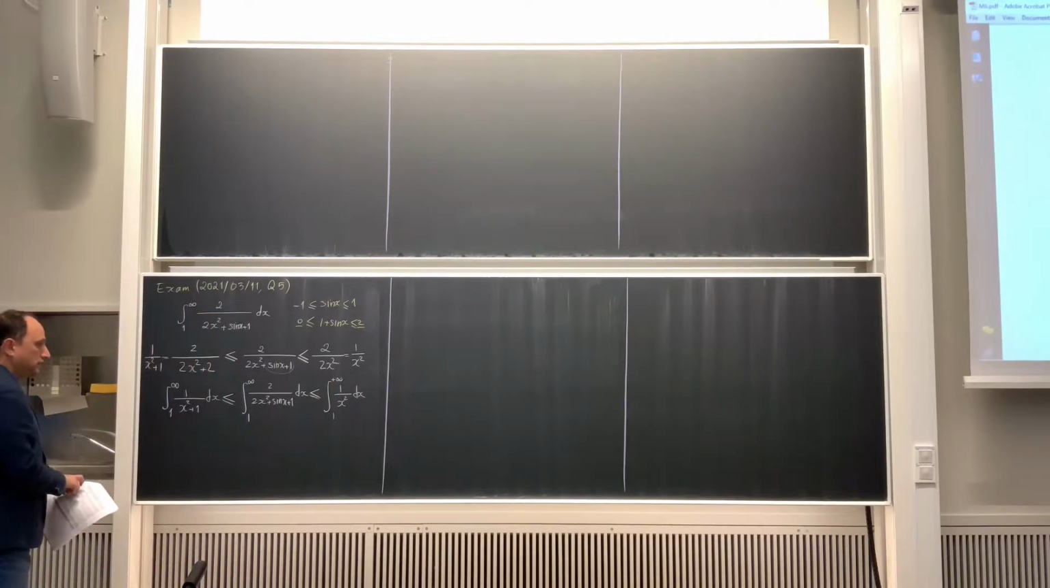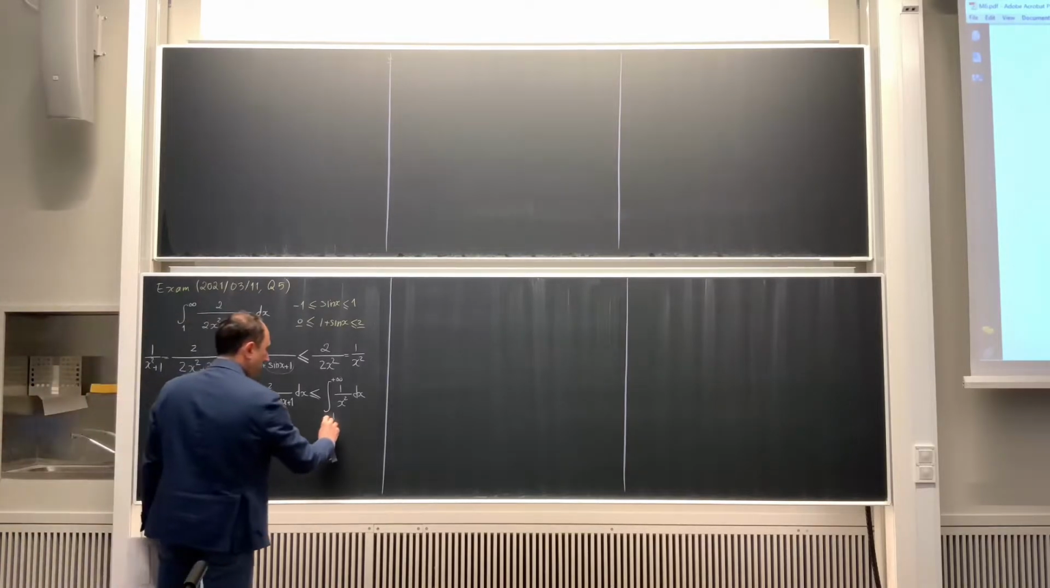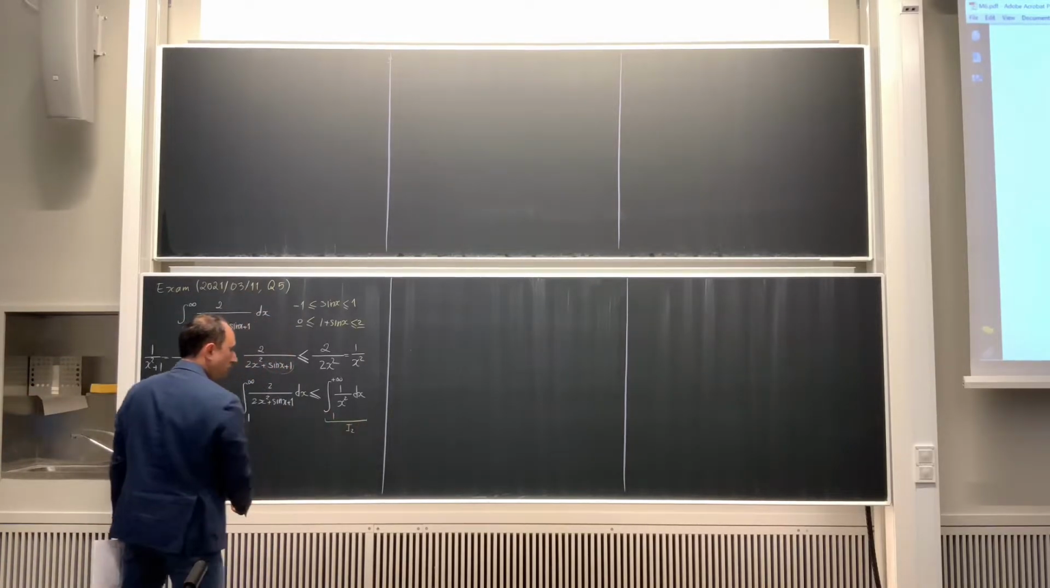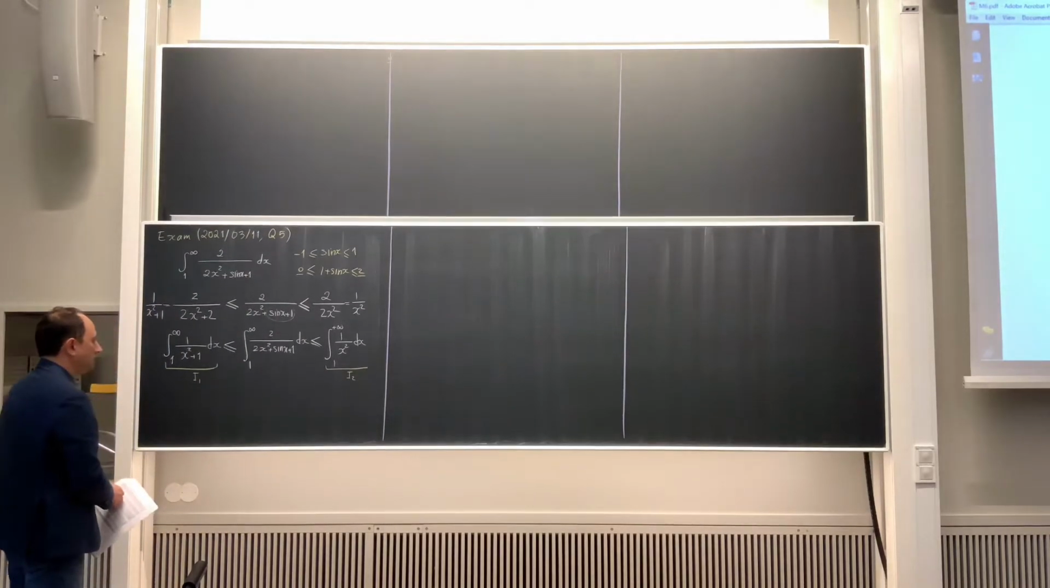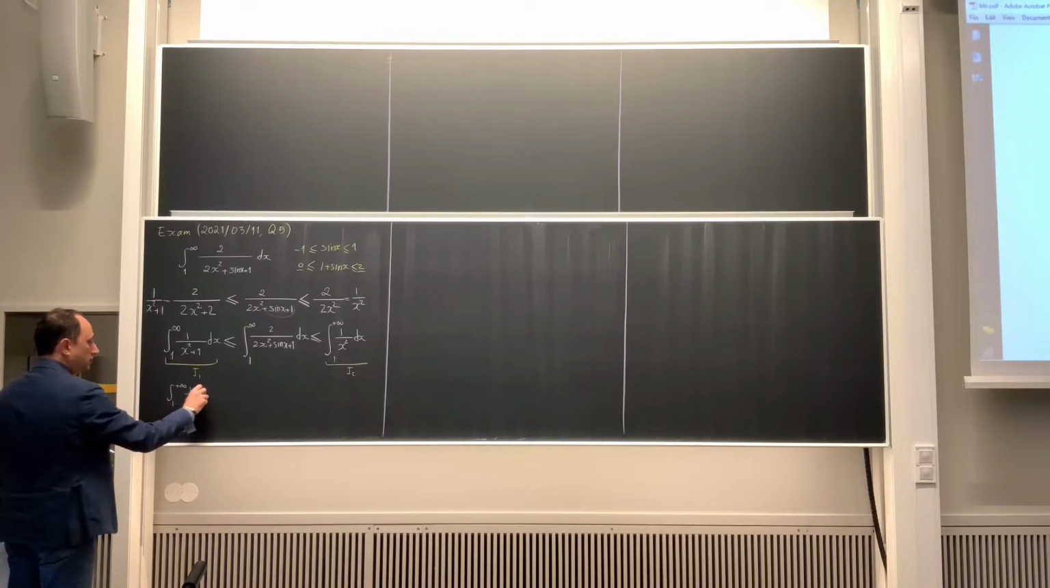Okay, so now let us calculate these integrals. Let me call this one I1. Let me call this one I2. So we don't have any problems with calculating these integrals. So what can I do? The integral from 1 to infinity of 1 over x squared dx.